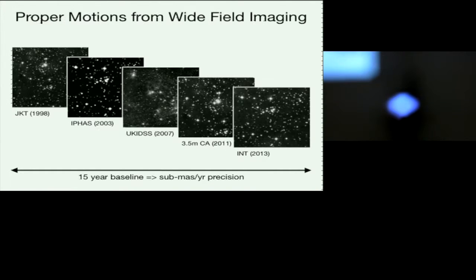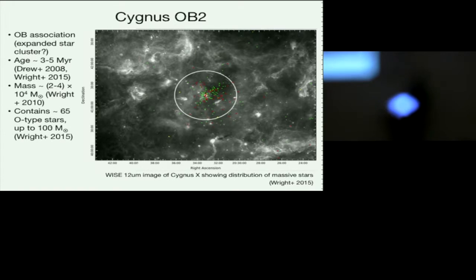And so we've done this for a region that I'm going to be talking about today, using data that spans 15 years, and that leads to approximately a sub-milliarcsecond per year precision, which is about an order of magnitude better than Hipparcos. The region in question that I'm going to be talking about is Cygnus OB2.